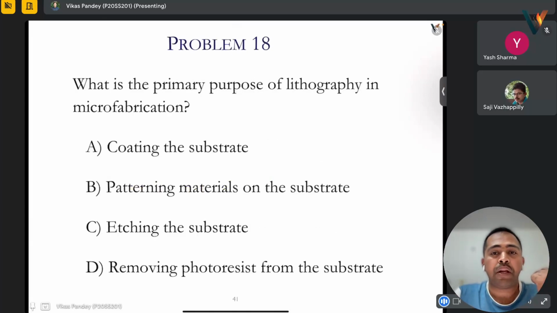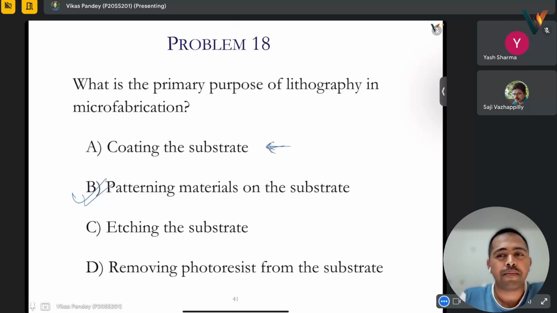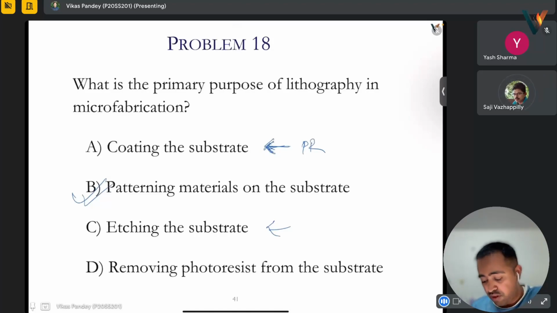What is the primary purpose of lithography in microfabrication? Coating the substrate, patterning material on the substrate, etching the substrate, or removing photoresist from the substrate. B, patterning materials on the substrate. Any other answers for this? Are we not coating the substrate in this? Coating is there, and etching the substrate is there. We are even coating the substrate with photoresist, etching the substrate later on, and even removing the photoresist.